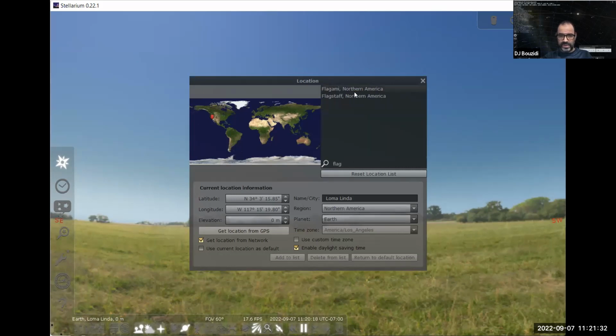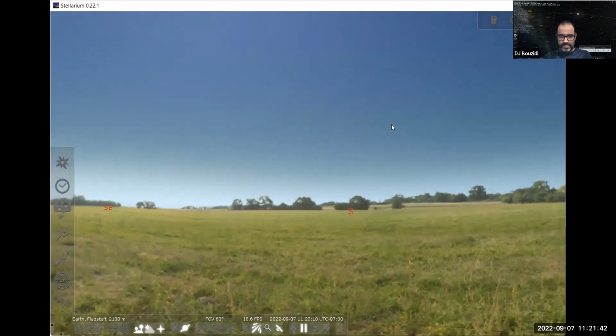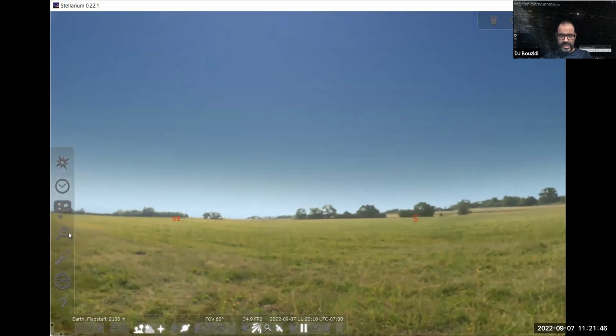Flagstaff, and it found it already. Flagstaff, North America, not Flagami. I don't know what that is. Okay. Now this is how the sky would look in Flagstaff, which is close to the Grand Canyon.